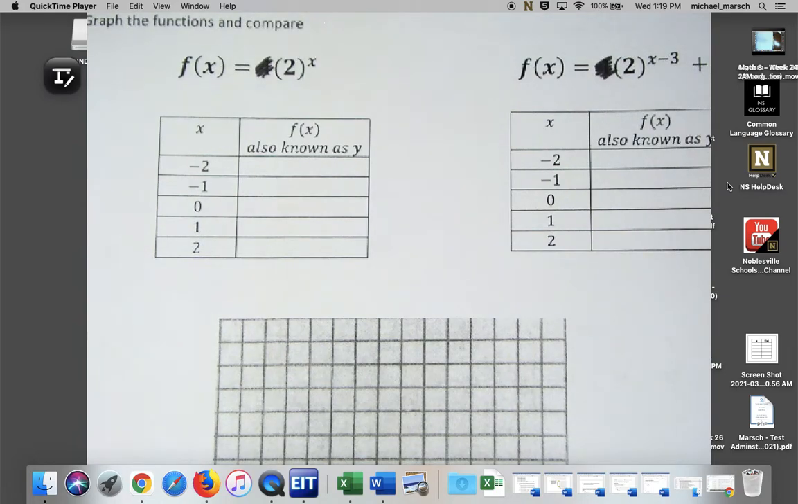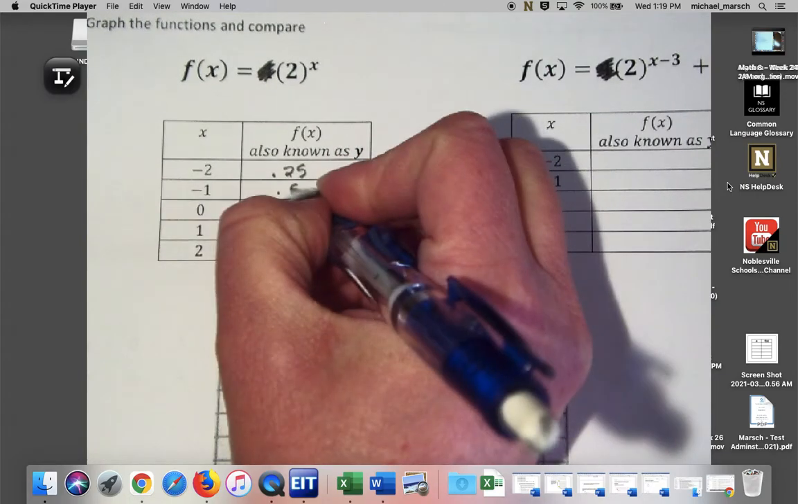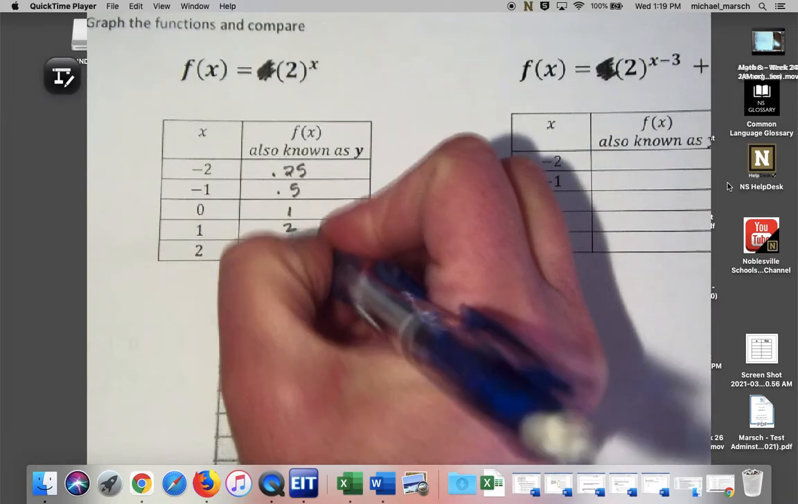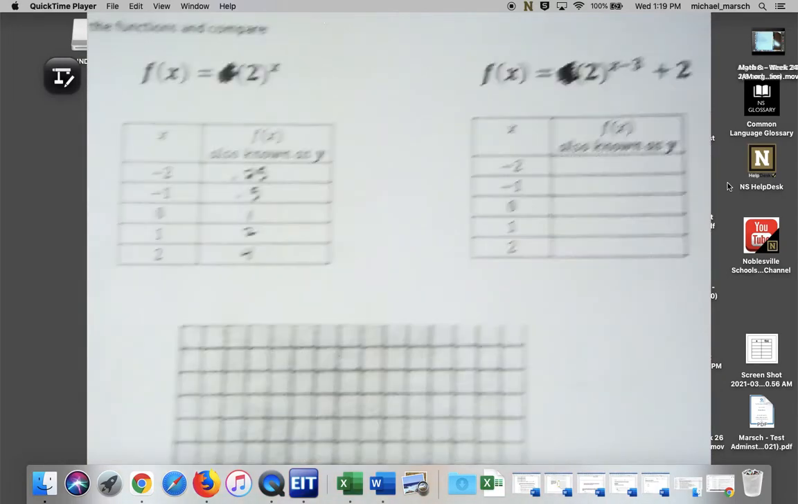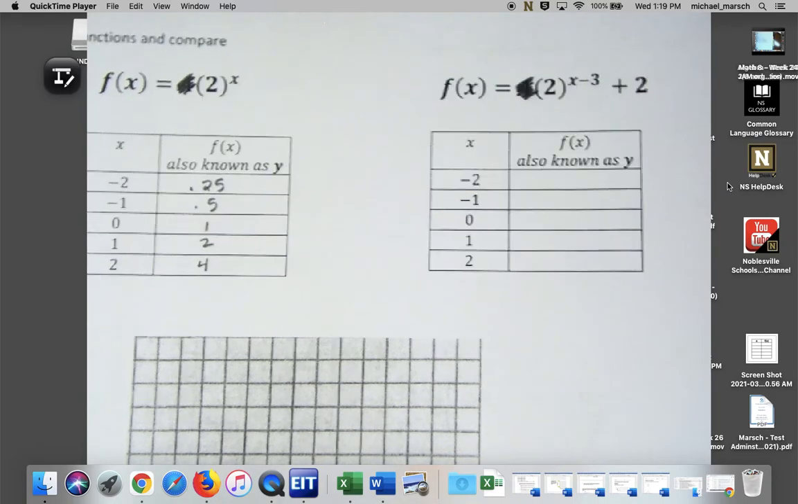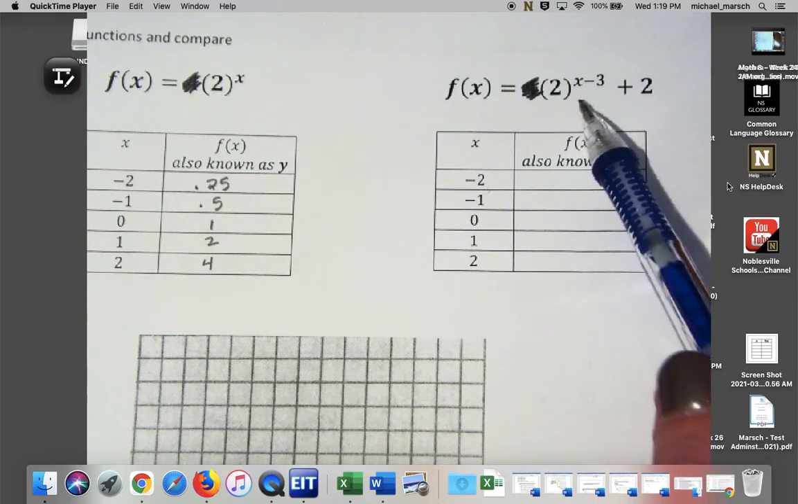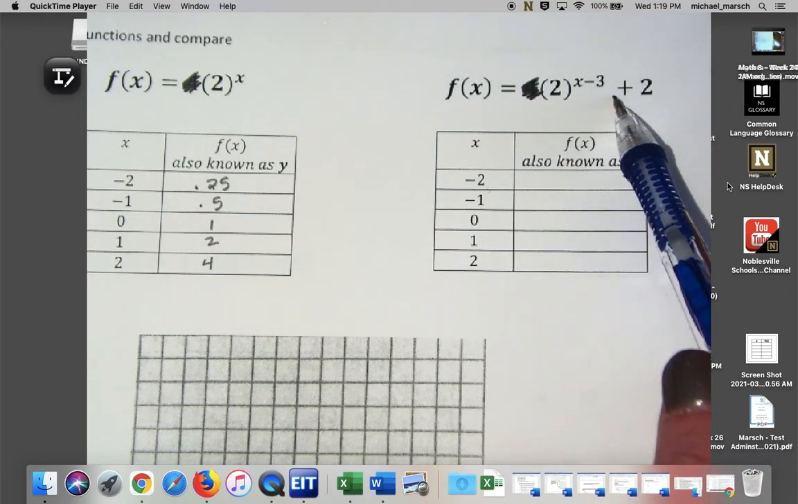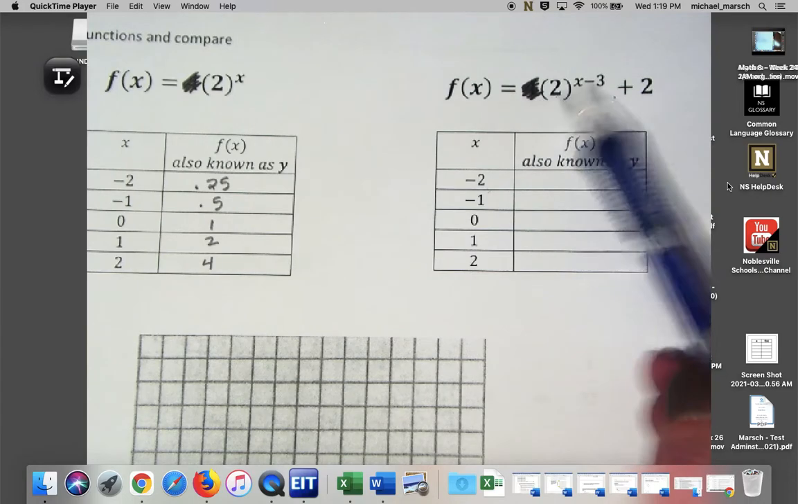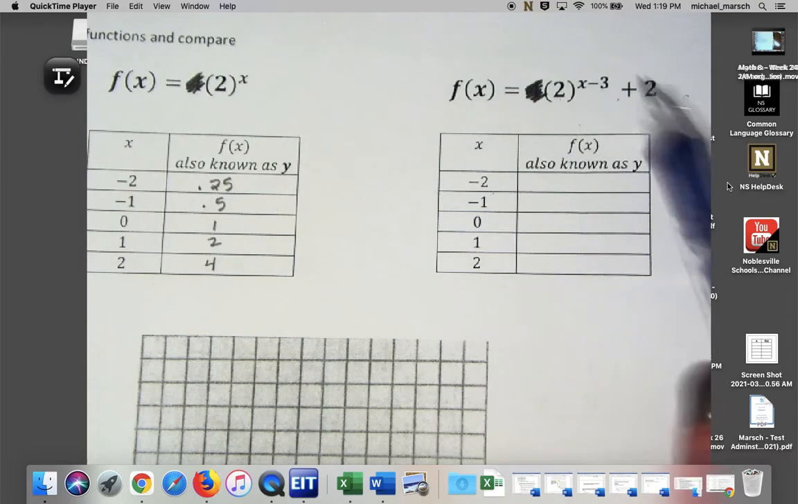If I were to put these into the calculator, I would get 0.25, 0.5, 1, 2, and 4. And then the next one is kind of a little bit wild, wonky, crazy. So what I would do here is I would still use this as my x. What's negative 2 minus 3? So in my calculator, I would do 2 to the negative 5th, hit equals, and then add 2 to my answer. So that's how you do that in the calculator.